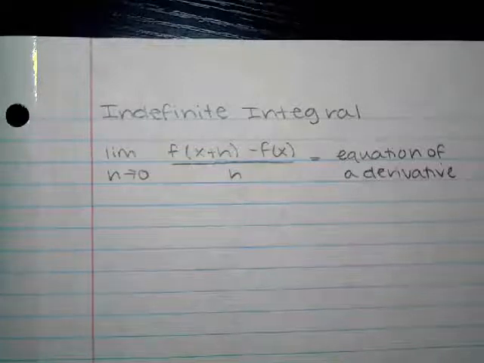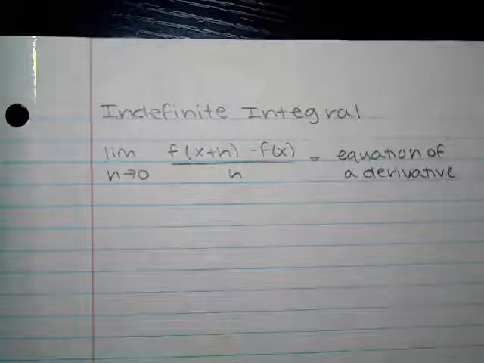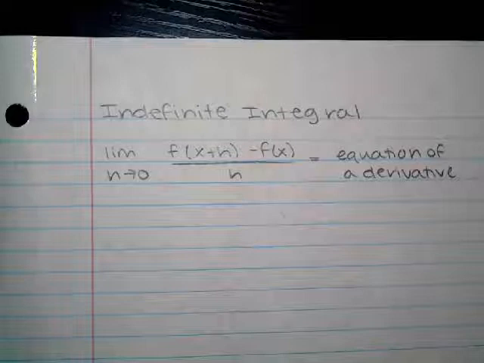And then we could say, oh, if we want the derivative at a specific point, then we could plug the point in and we could see the instantaneous rate of change at a specific moment in time. But it would give us an equation of a derivative. Does that make sense? Okay.